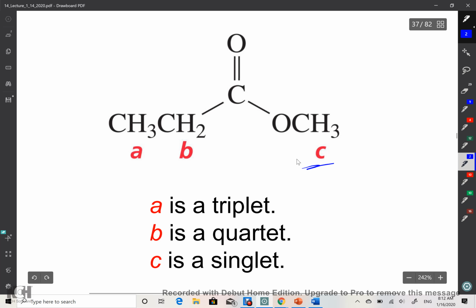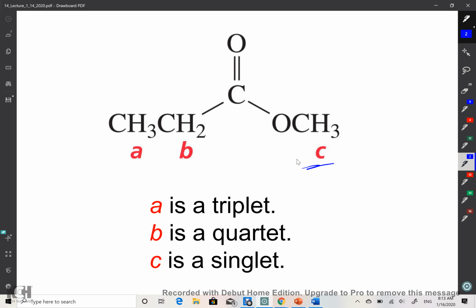Let's start with the group of hydrogens C. How many hydrogens are neighboring C? What I mean by neighboring is standing right next to C. In this case, you don't have to go more than 3 bonds away from C. Does that make sense?